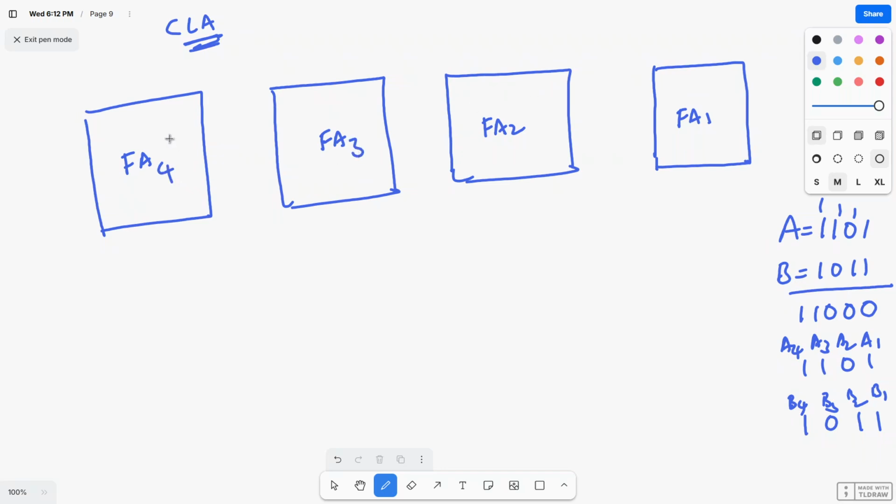So what are the inputs? A1 and B1. And let us take the initial carry as 0. And what are the outputs you are getting? S1 and C1. This will be connected like this.